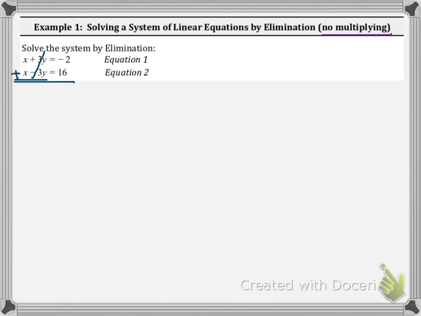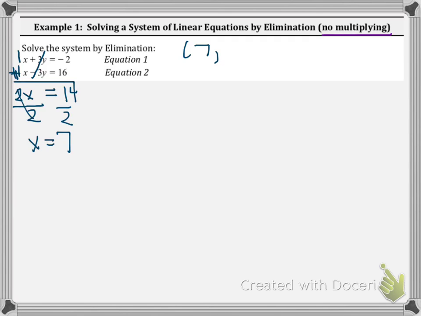So all you do is you draw this line like I did here. Not two, just a single line, and then just add straight down. Now remember, in front of the variable, if there's no number, there is an invisible 1. As a reminder. So that means 1 plus 1 becomes 2x. Then 3y and minus 3y is 0, so that goes away. Then -2 plus 16, that is 14. Now this is just a one-step equation. We solve for x by dividing by 2. And now we know that x equals 7. So we have one part of our ordered pair.